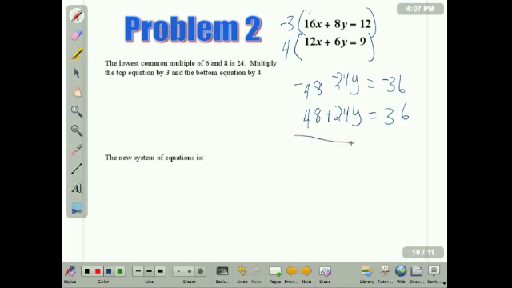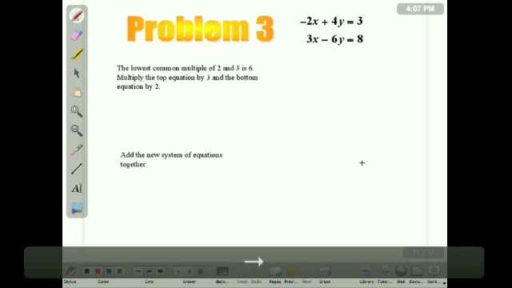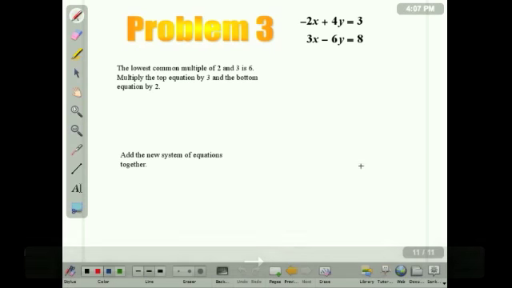Now if you'll notice, when we multiply these all out, everything cancels. I'm left with nothing. What that tells us is that these two lines lie on top of one another, and we have an infinite number of solutions. At any given point, they cross each other.